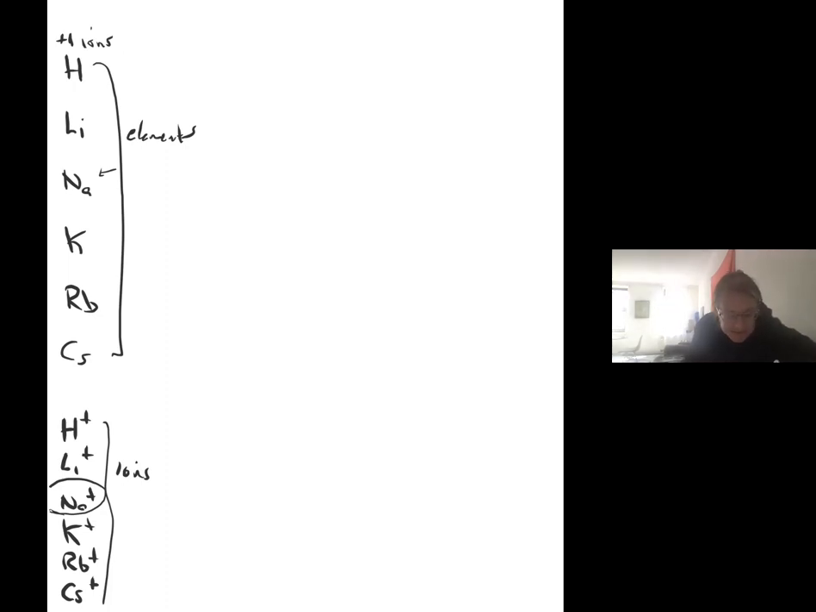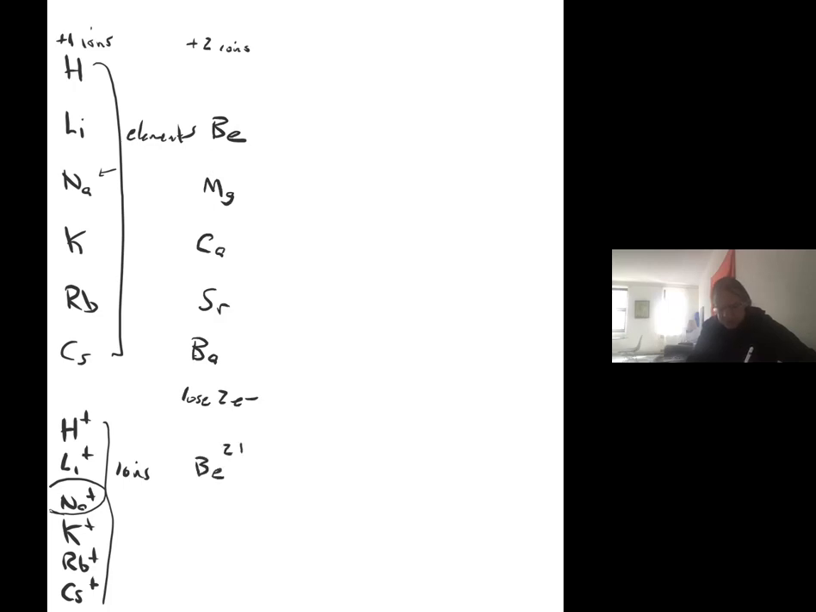Second column, they tend to lose 2 electrons. So beryllium, magnesium, calcium, strontium, barium, they tend to lose 2 electrons. Okay, so what does that mean? That means the symbol would be Be. Now, when you do symbols for the charges for these ions, you put the number and then the symbol for the charge. So you put 2+, not +2, but 2+.